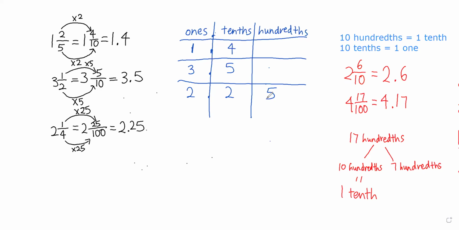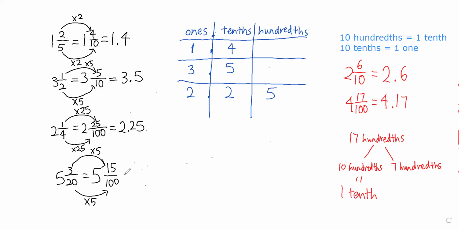Let's look at one more example. Let's say I have 5 and 3 out of 20. How do I convert this into a decimal? So same thing as what I did previously. I can't change it to denominator 10. So I have to change it to denominator 100. So I want denominator 100. How do I get from 20 to 100? I multiply by 5, which means I need to multiply my numerator by 5 as well. And I get 15.